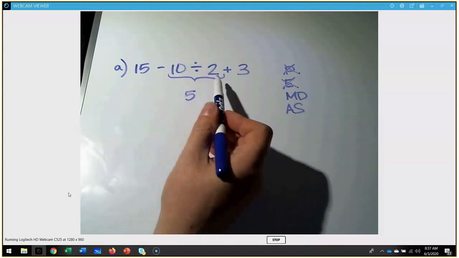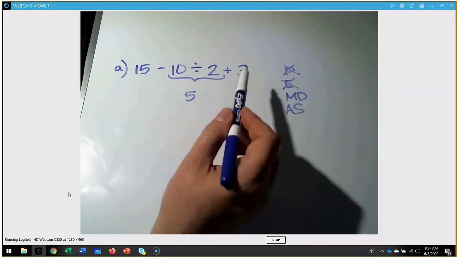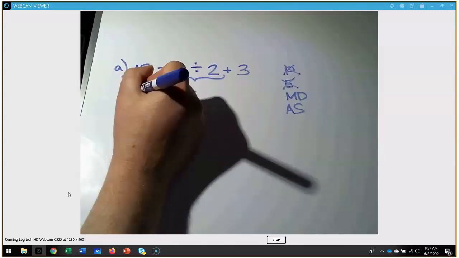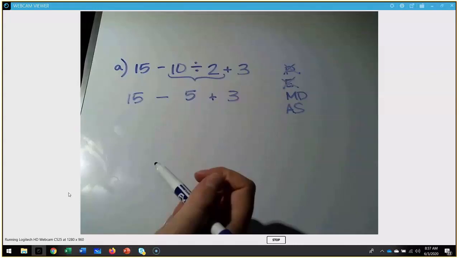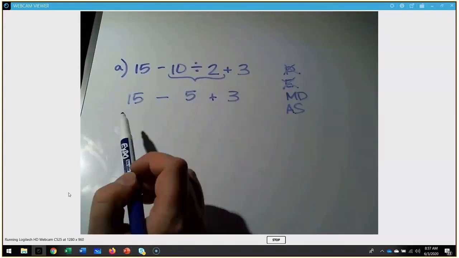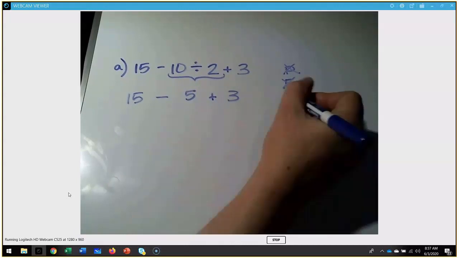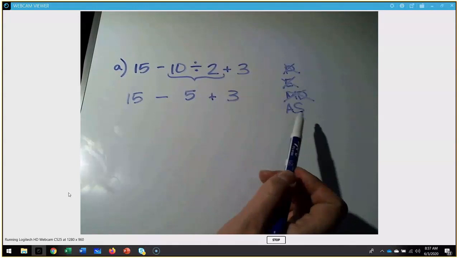I'm going to isolate that little part. I'm going to work it out, and then I'm going to bring everything else down that I'm not using. And then I'm going to take another look at it and see what I have to do next. I don't see any more multiplication or division. So I'm going to move on now and look for addition and subtraction.